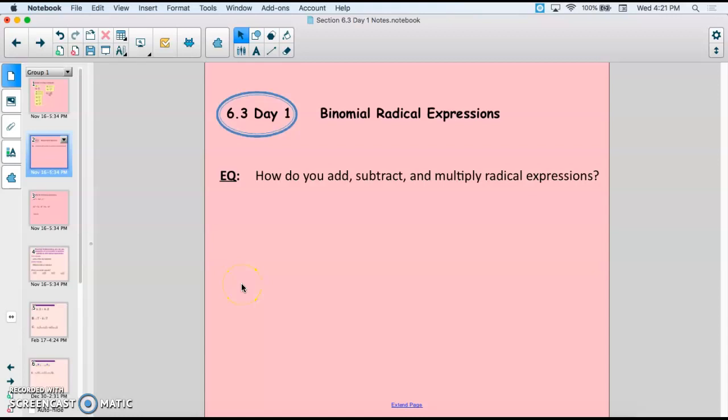All right, welcome to 6.3 day one. Go ahead and open up your notes to that. We're going to add and subtract and multiply radical expressions. Basically, this is at times very similar to just combining like terms. And so if you know how to combine like terms, then this is kind of a branch off of that.